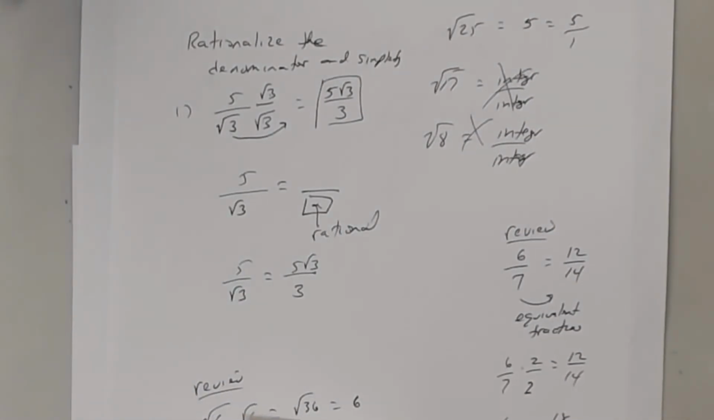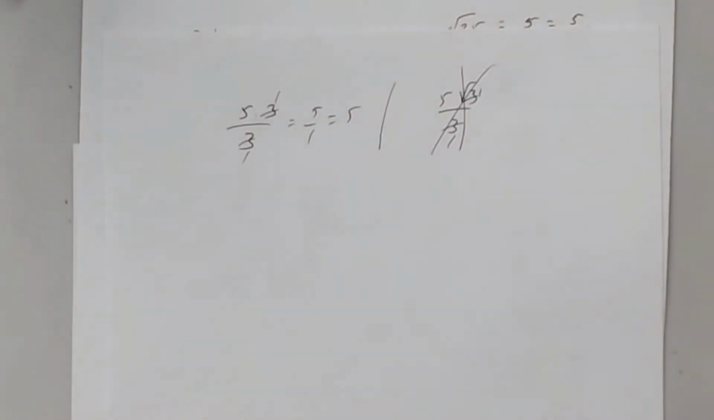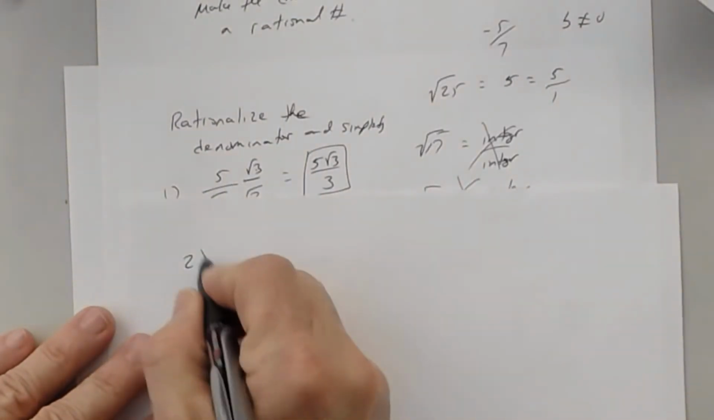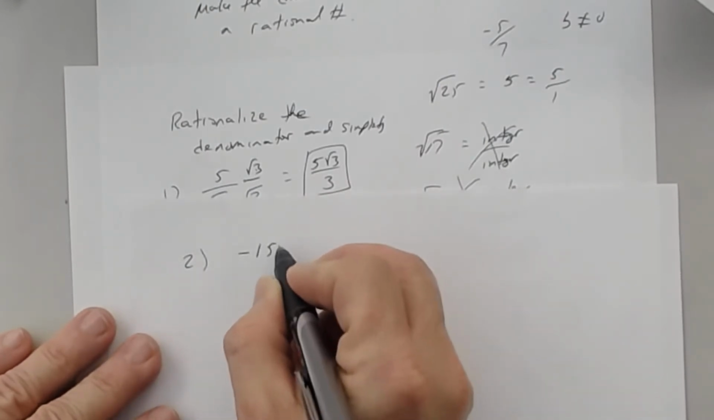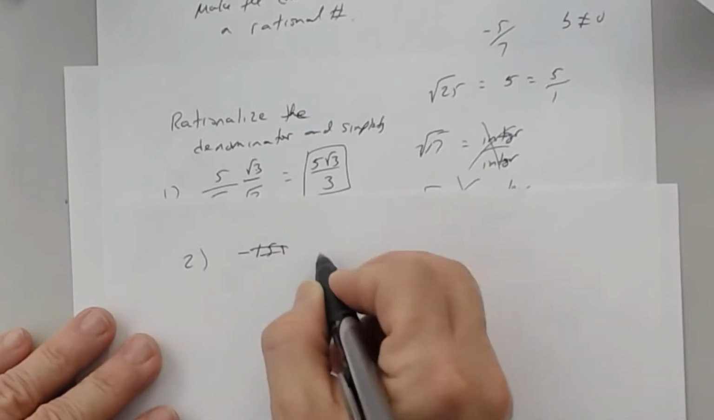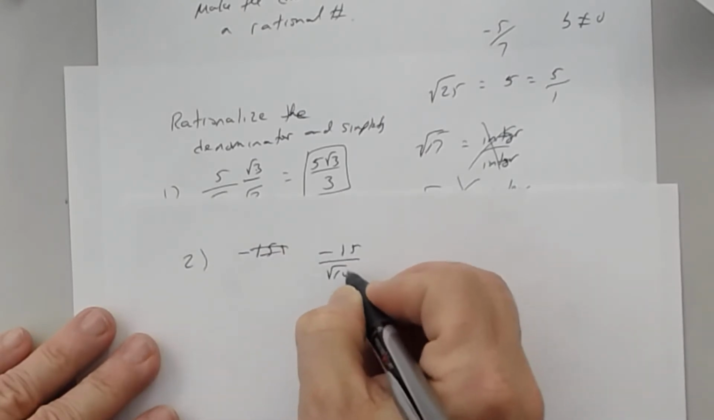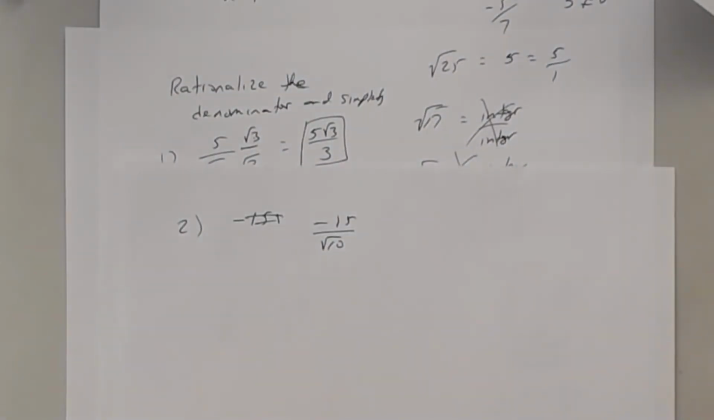Okay, now let's look at number 2. With all that discussion, you should now be able to do number 2. So in number 2, let me go ahead and find a new sheet. You have negative 15 divided by the square root of 10. Again, the direction says to do what? Rationalize the denominator.